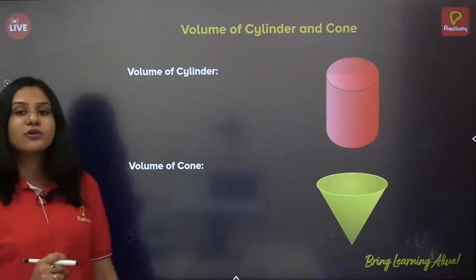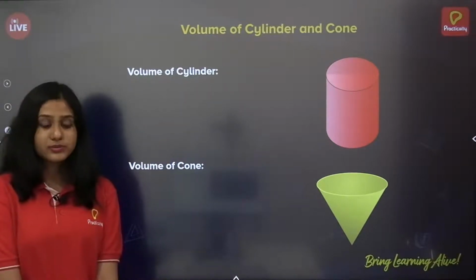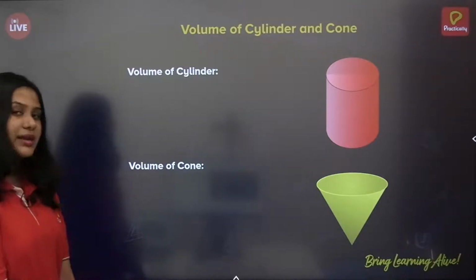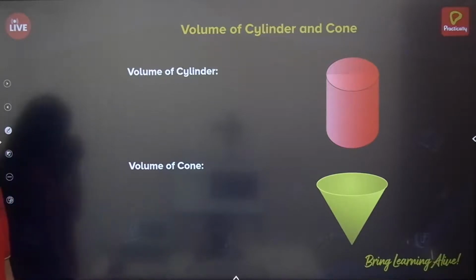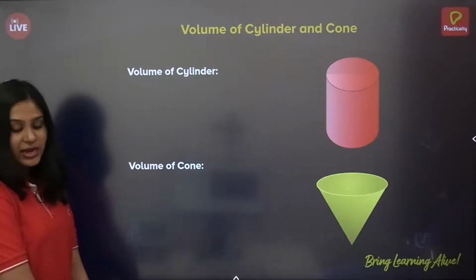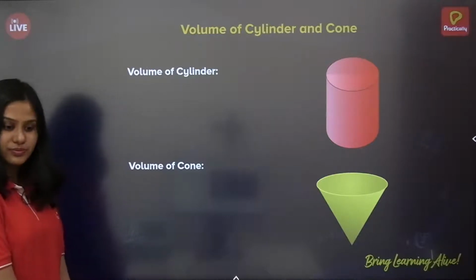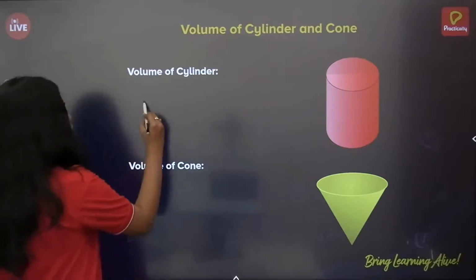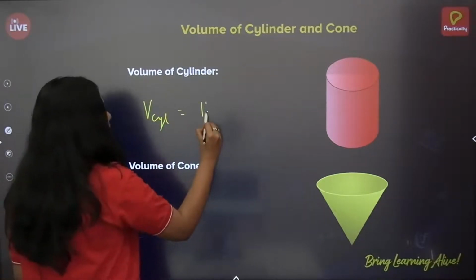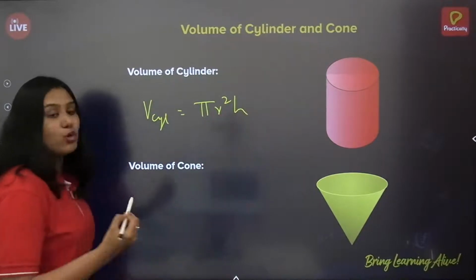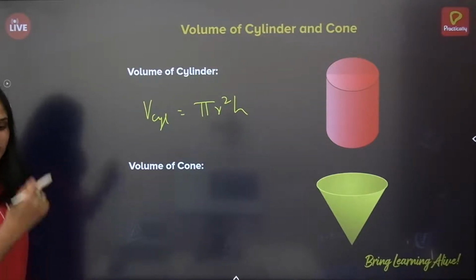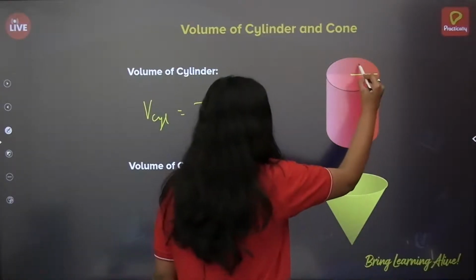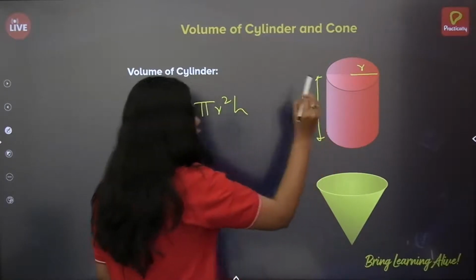Can someone tell me the volume of a cylinder? Quick. Because we have studied volume in our class 8. Let us recall it. Volume of cylinder is equal to pi r square h. And what are r and h? This r is nothing but the radius. H is nothing but the height of the cylinder.